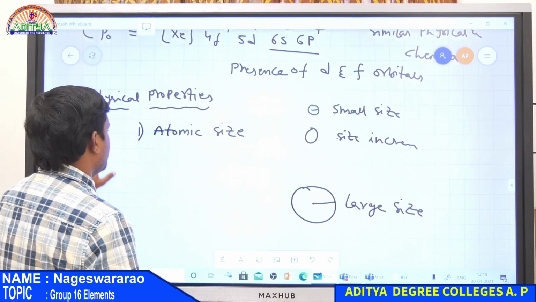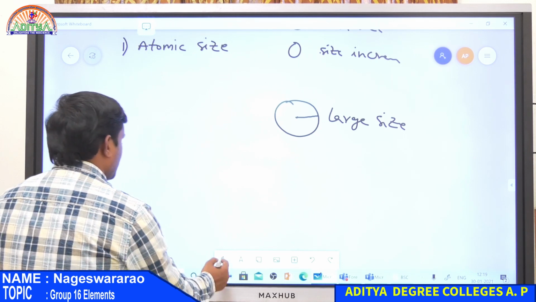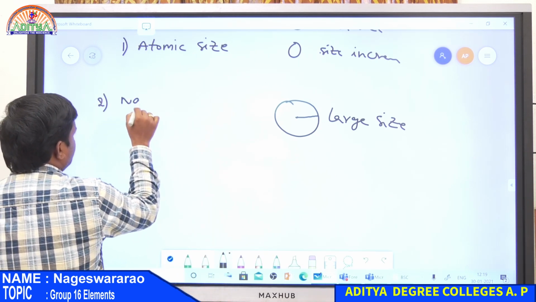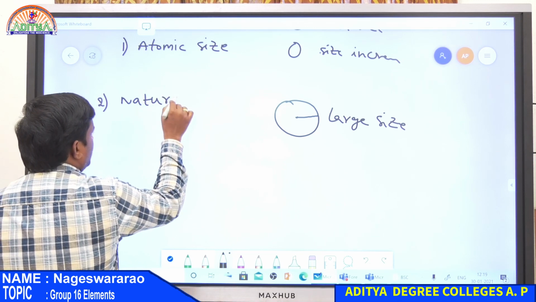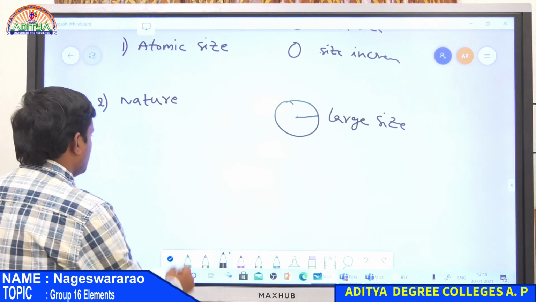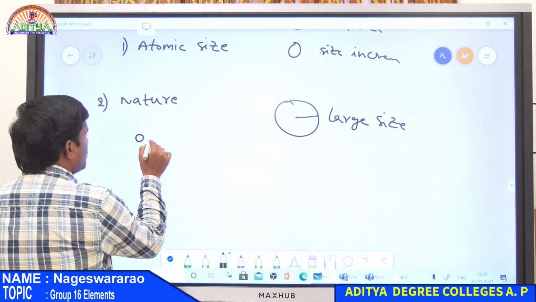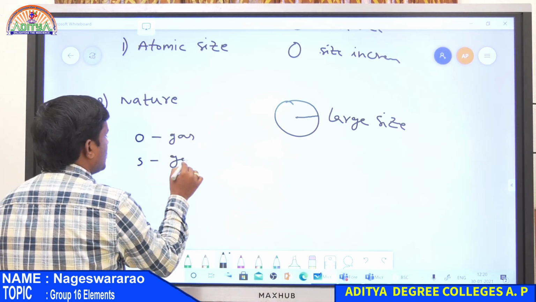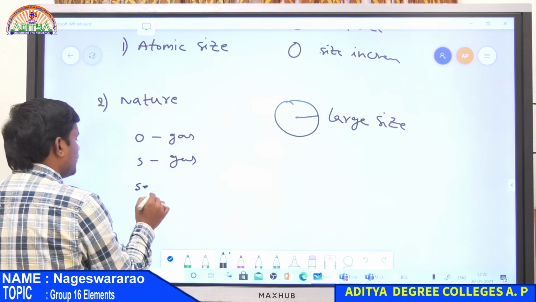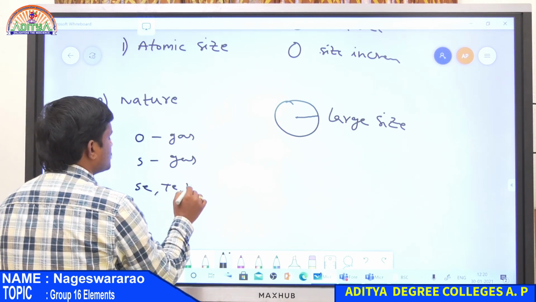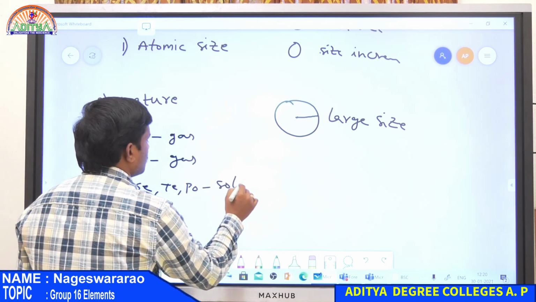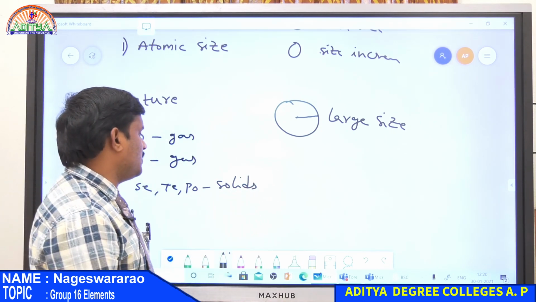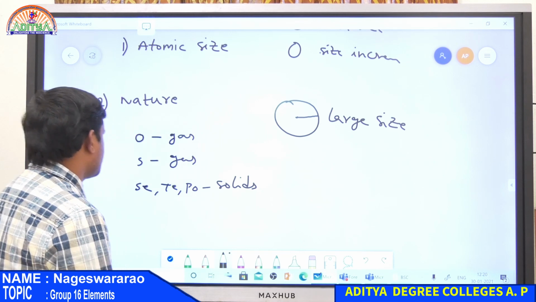Next, second property. Second property is nature of the element. So first element is oxygen. Oxygen is always a gas. Sulfur, it is also a gas, but remaining selenium, tellurium and polonium all are solids. So first two elements are gases and remaining three elements are solids.